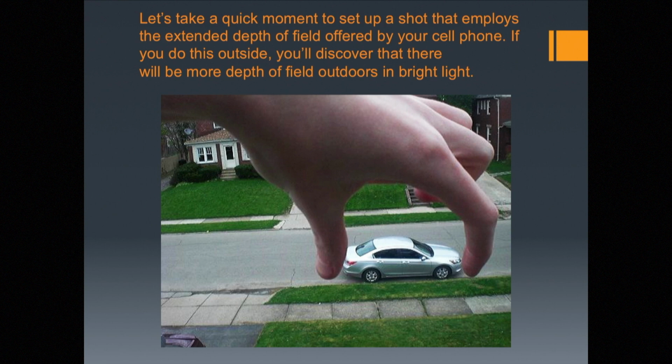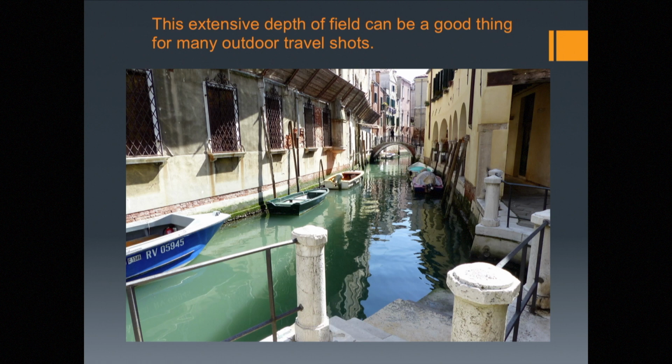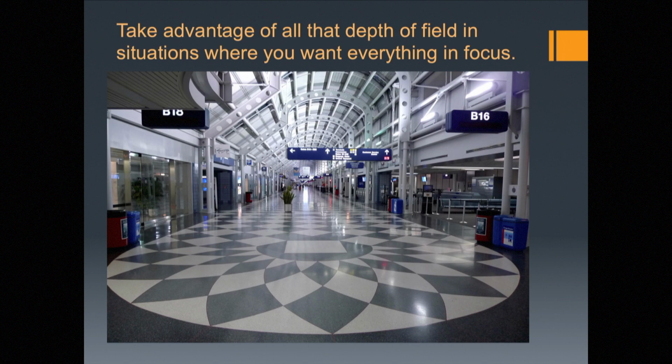So this extensive depth of field can be a good thing for many outdoor travel shots. This is a cell phone shot in Venice, and everything is in focus: the handrail in the very near foreground and the person walking across the bridge in the background. That is very good for a lot of travel photos, and that's what makes a cell phone always good to have as your backup camera when you're on vacation. You can take advantage of all that depth of field in situations where you want everything in focus.